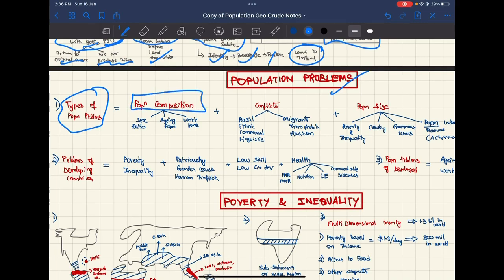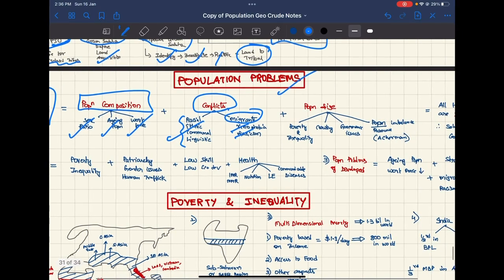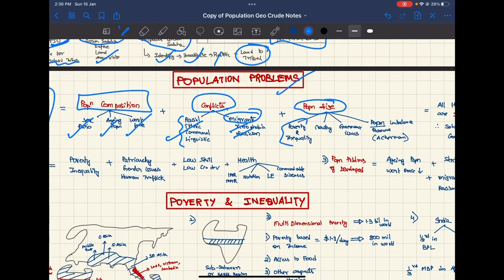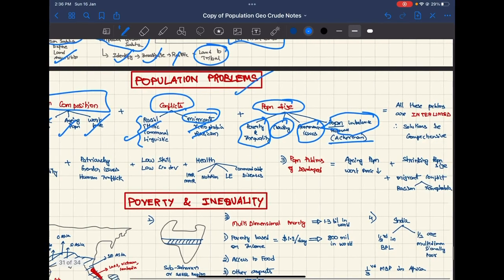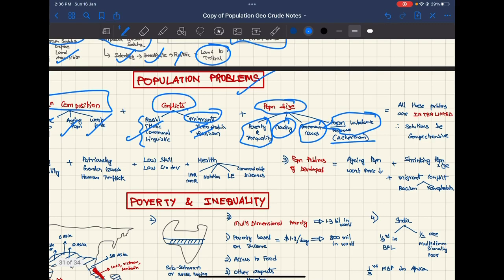Because of population composition, we have sex ratio issues, aging population, workforce, conflicts, racial, ethnic, communal conflicts, and migrants, xenophobia, racism. Due to population size, we have poverty and inequality, crowding, governance issues, population resource imbalance. We can link the Ackerman concept here, population resource ratio. So all these problems are interlinked and they cannot be separate, therefore solutions must be comprehensive.